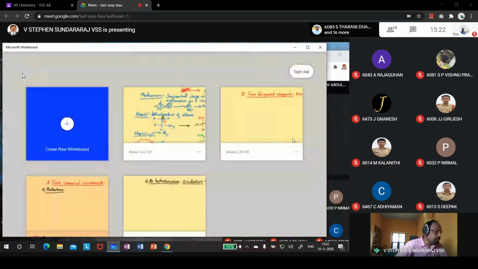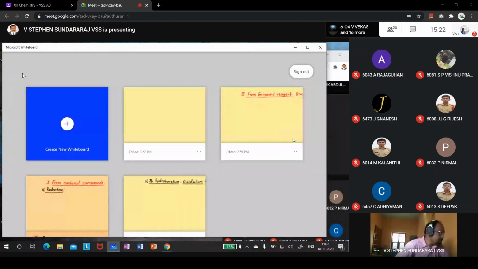Next method here, no points to be written. Now the next method is hydroboration. This is the same thing, from alkene only. Hydroboration and oxidation.